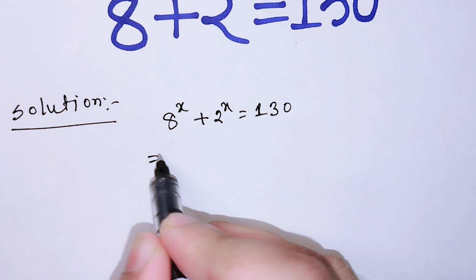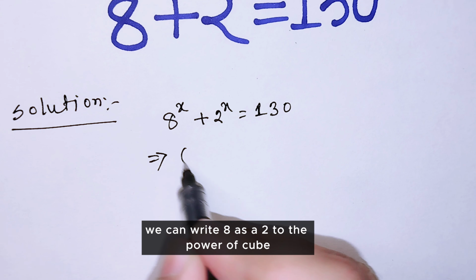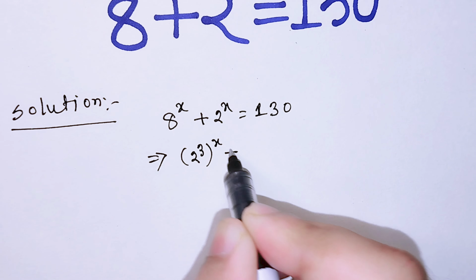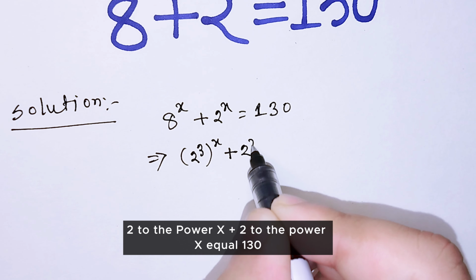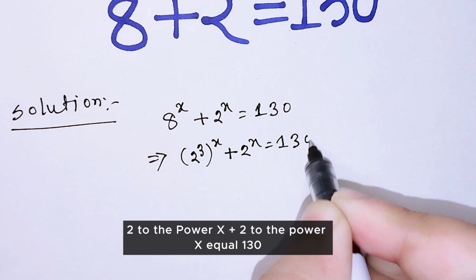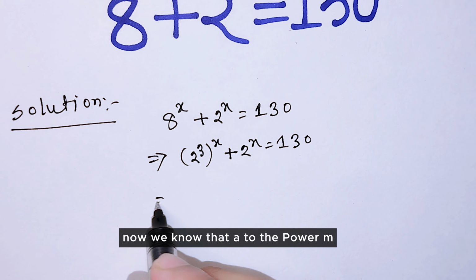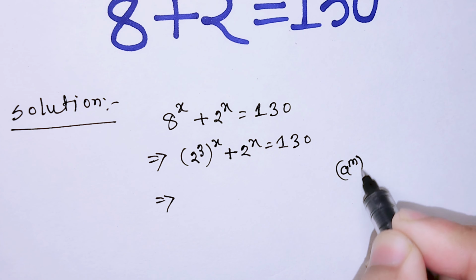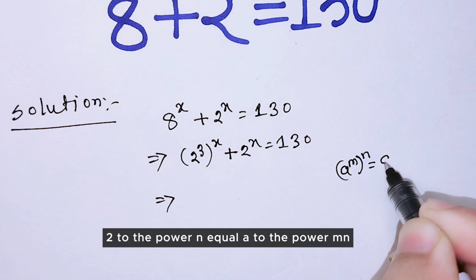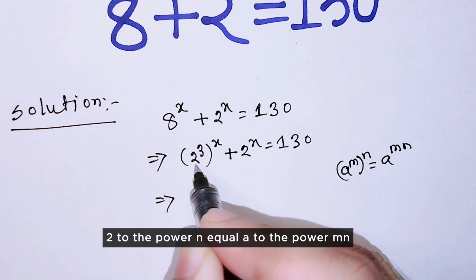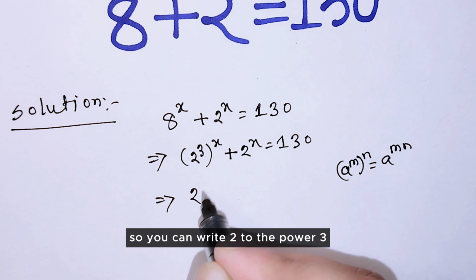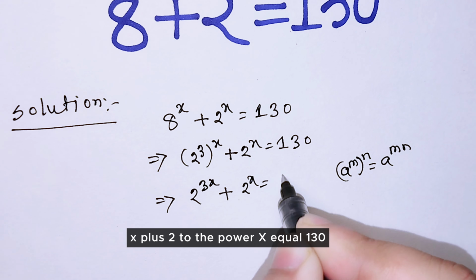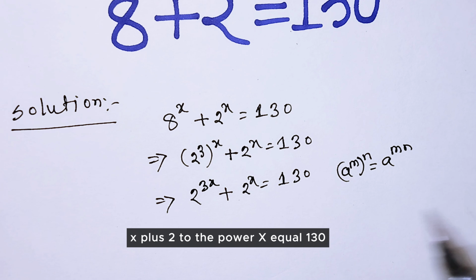Now we can write 8 as 2 to the power cube. So (2 to the power cube) to the power x plus 2 to the power x equal 130. Now we know that (a to the power m) to the power n equal a to the power mn. So you can write 2 to the power 3x plus 2 to the power x equal 130.